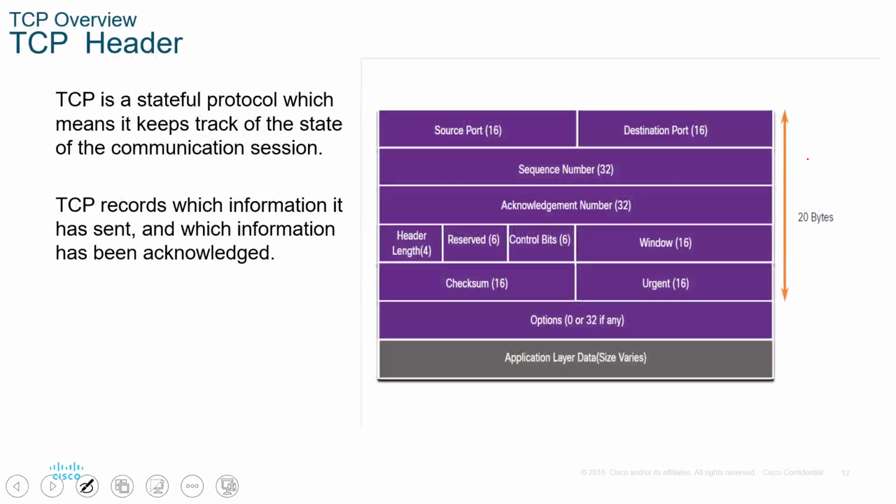So in the header information, what are the things that are found there? TCP, remember we said, is a stateful protocol, which means that it keeps track of the state of the connection session. And it records which information it has sent and which information has been acknowledged. In the header information, it has what we call the source port and the destination port. It also has the sequence number. It has the acknowledgement number.